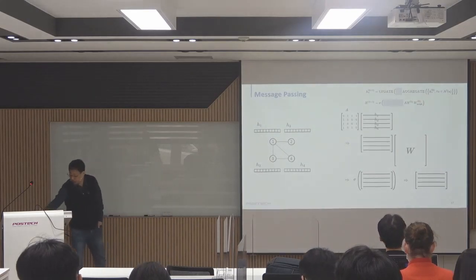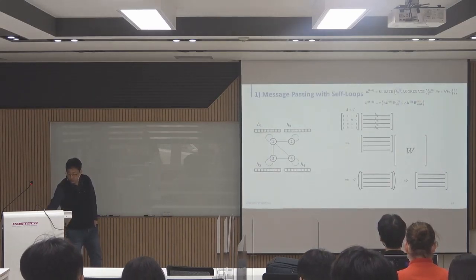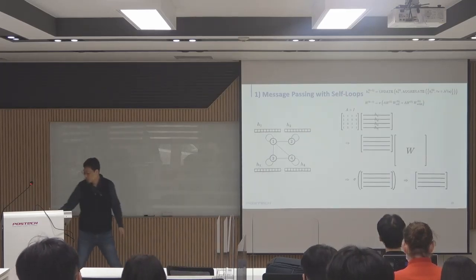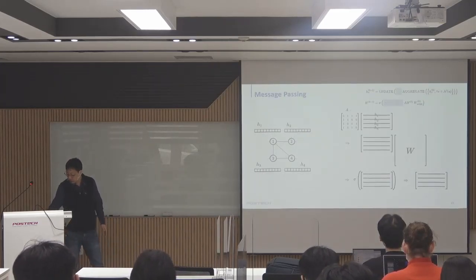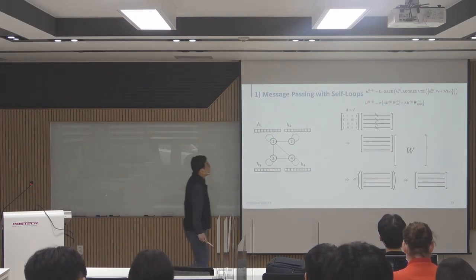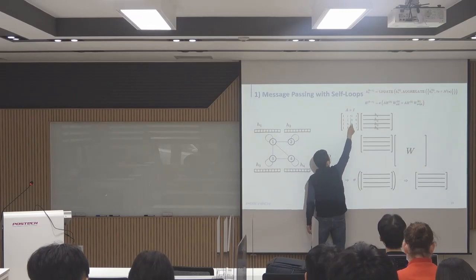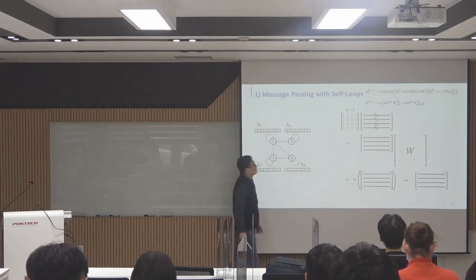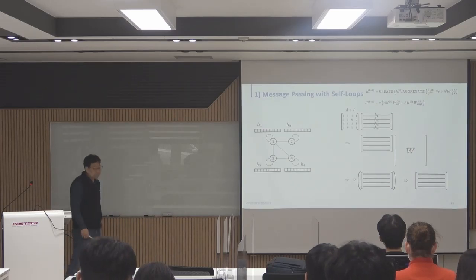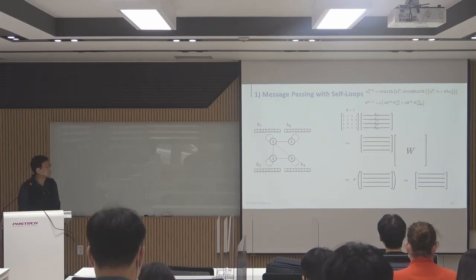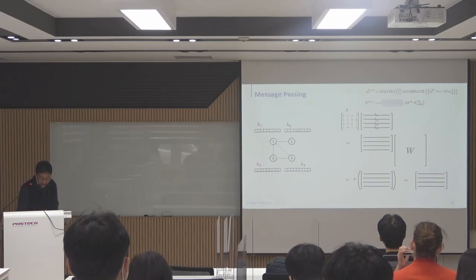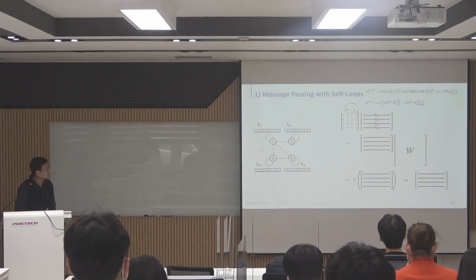Now I want to add self-loop. See this part, without self-loop, and I decide to include self-loop. And the difference is that here I use A plus I instead of A. Others are pretty much the same. Okay. See, A and A plus I.